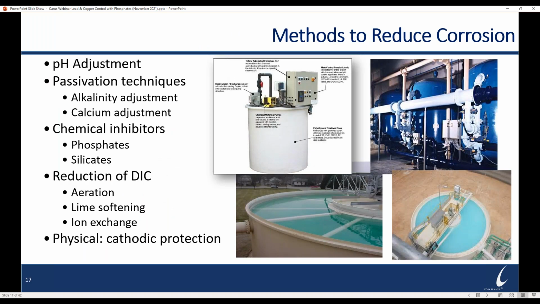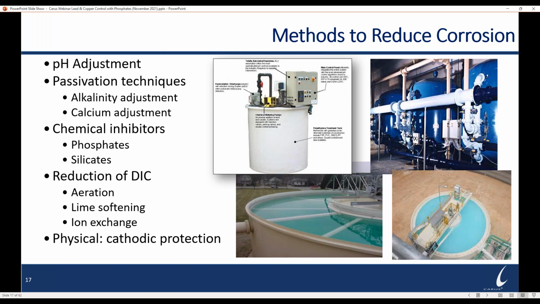So I kind of talked about these just now. There's multiple ways for you to reduce corrosion in your system. Probably by far the most common is pH adjustment. Raise the pH of the water up so the water is less corrosive and not acidic.